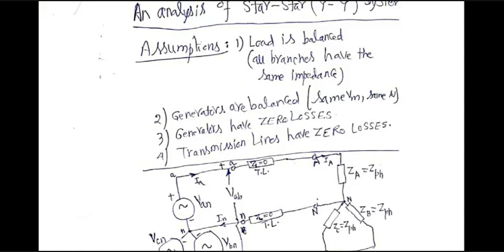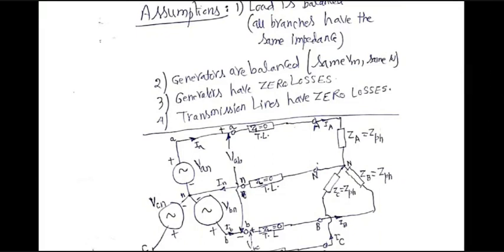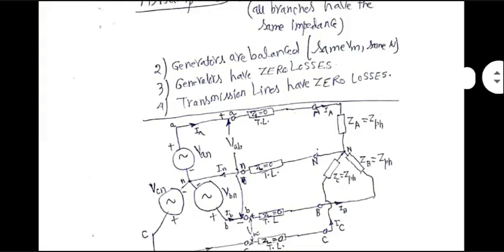Generators are balanced. That means same VM, same omega. Load is balanced. That means all branches have the same impedance, let's say ZPH. Generators have zero losses. So whatever is being generated is coming out from the lines, from the two wires coming out of the generators. From the lines, it's different. We have done that last time, that line voltages are different from phase voltage. We'll calculate them once again today. Transmission line impedances have also been assumed to be zero in this particular case.